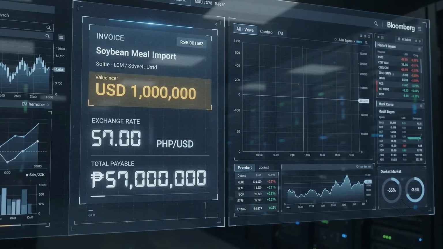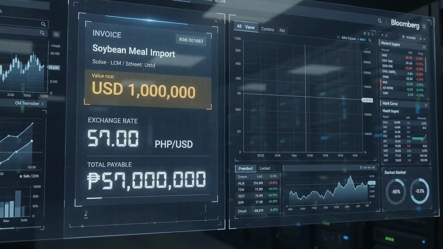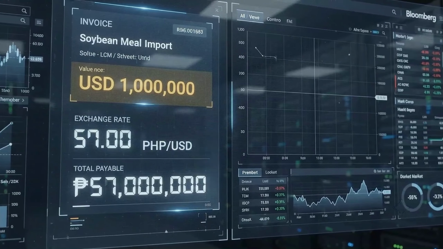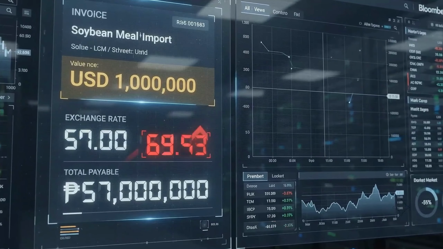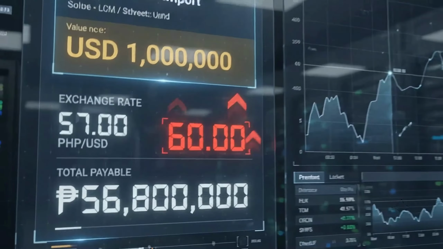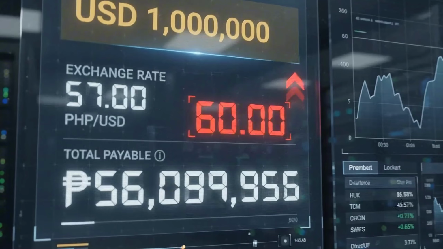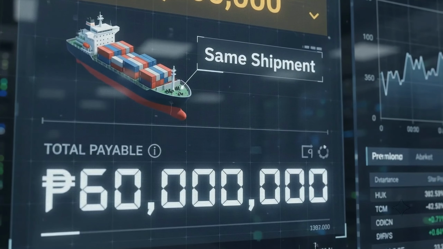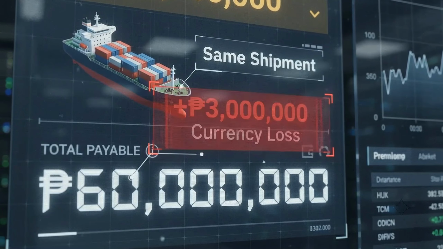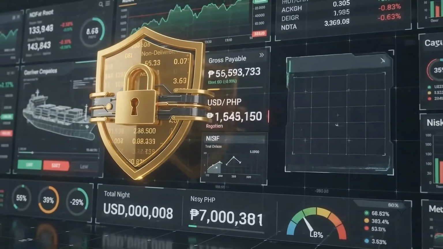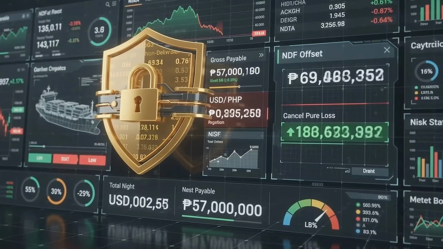Let's look at a real-world example. A Philippine importer purchases $1 million worth of soybean meal. At 57 pesos per dollar, the payable equals 57 million pesos. Before payment is made, the peso weakens to 60. Without protection, the same shipment now costs 60 million pesos. 3 million pesos disappeared without buying a single extra ton. With an NDF hedge in place, that currency loss never materializes.